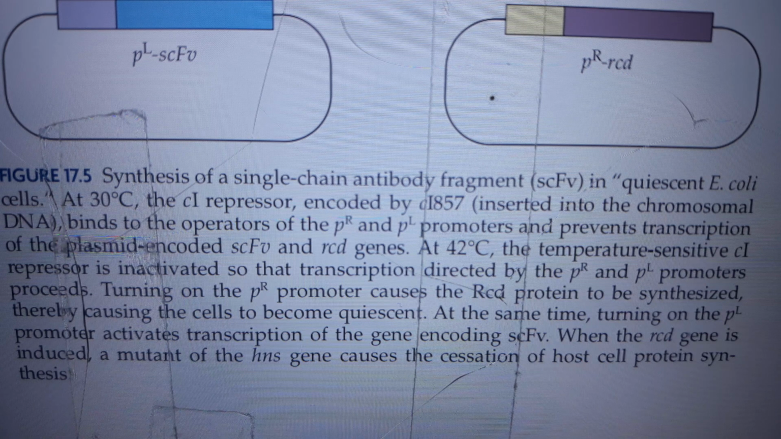Turning on the PR promoter causes the RCD protein to be synthesized, thereby causing the cells to become quiescent. At the same time, turning on this promoter activates transcription of the gene encoding scFv. When the RCD gene is induced, a mutant of the hns gene causes the cessation of host cell protein synthesis.